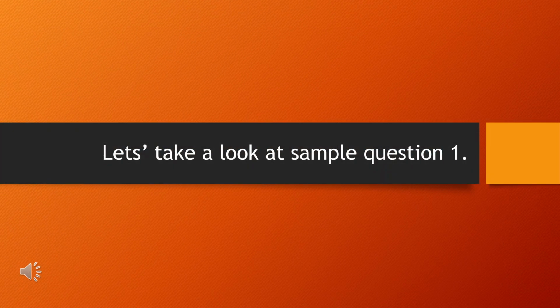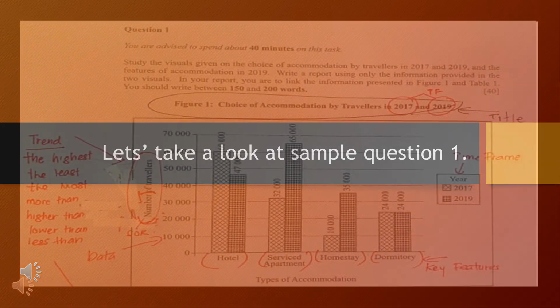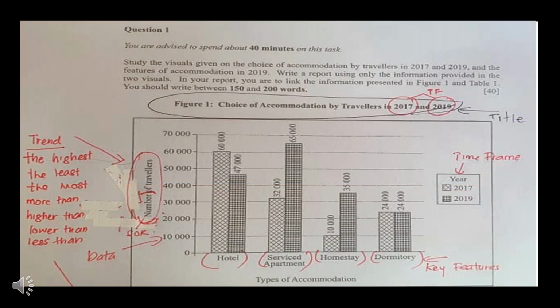Now, let's take a look at sample question 1. Okay, the question given here is, you are advised to spend about 40 minutes on this task. Study the visuals given on the choice of accommodation by travelers in 2017 and 2019 and the features of accommodation in 2019. Write a report using only the information provided in the two visuals. In your report, you are to link the information presented in Figure 1 and Table 1. You should write between 150 and 200 words.